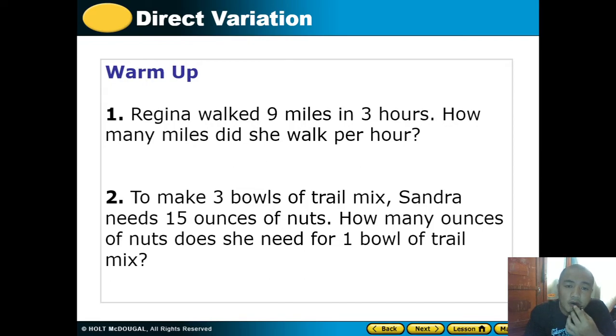Number 1, Regina walked 9 miles in 3 hours. How many miles did she walk per hour? What's your answer? 3 miles per hour. So we just divide 9 by 3. So it's 3 miles per hour.